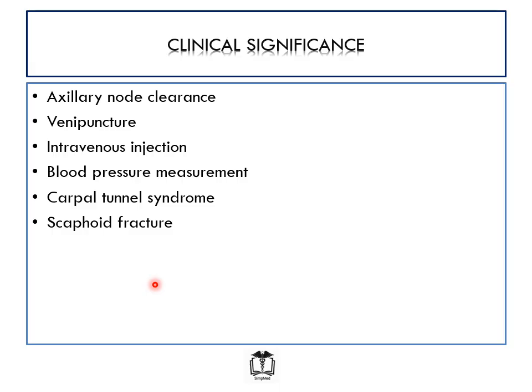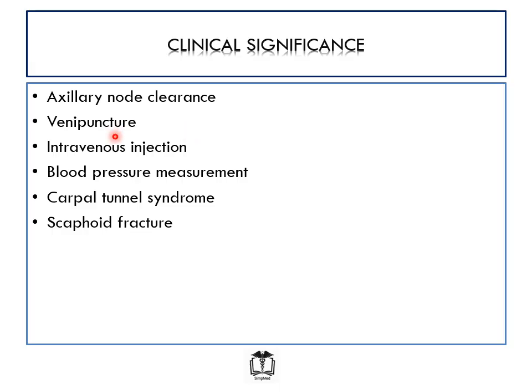That's the axilla, and the nodes there are very significant in draining lymph fluid. When we talk about the lymphatics of the upper limb, we need to mention this again and talk about the importance of the axillary lymph nodes in terms of the drainage of breast lymph. Another very important clinical significance is venipuncture.